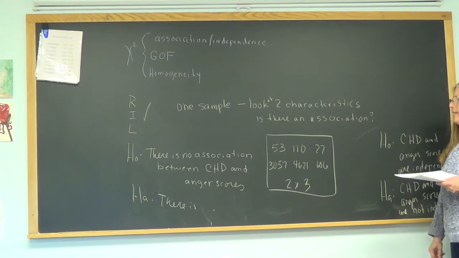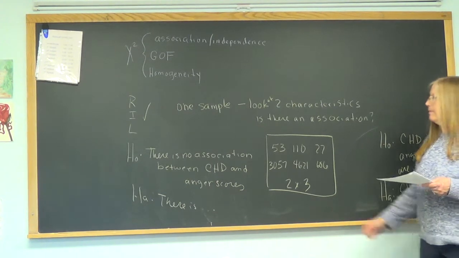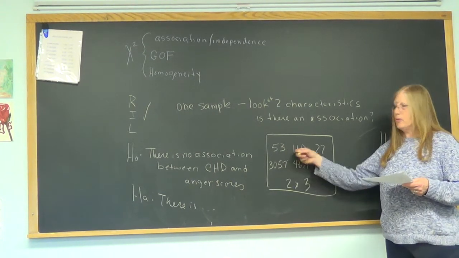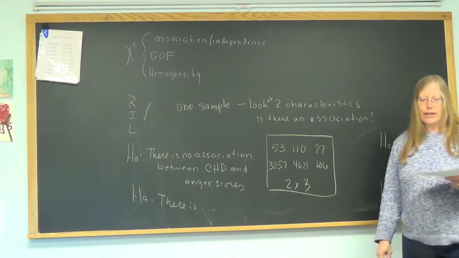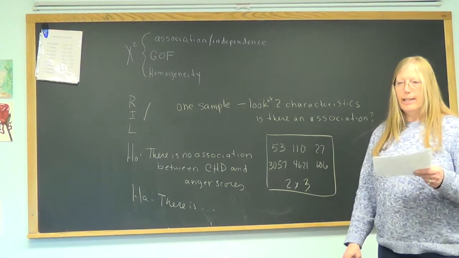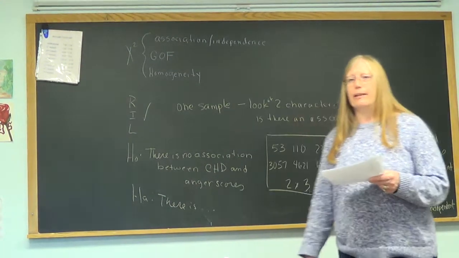To find the degrees of freedom, it was the same: the rows minus 1 times the columns minus 1. So you'll have 2 degrees of freedom. You won't really need that, but your calculator should reinforce it.